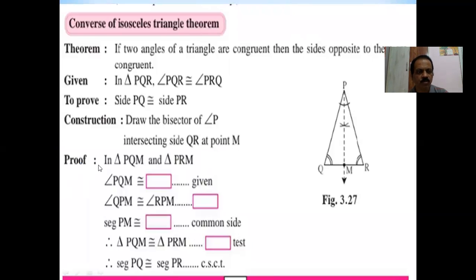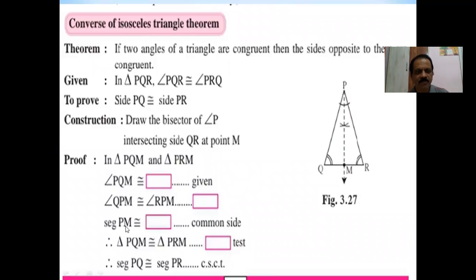Now look here, the proof is that in triangle PQM and triangle PRM, angle PQM is congruent to angle PRM. This is the given. Here is the angle PQM, a new angle of the triangle, and here also PRM is a new angle of the triangle. The next point is that angle QPM is congruent to angle RPM. These two angles are formed by the angle bisector, so we write here by the construction.